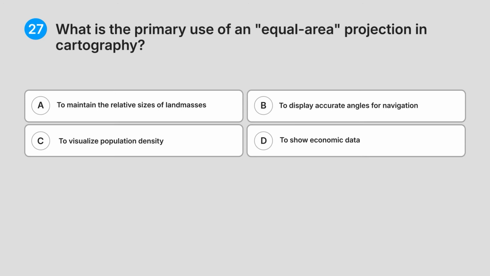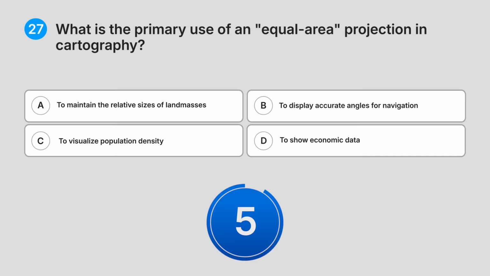A. To maintain the relative sizes of land masses. B. To display accurate angles for navigation. C. To visualize population density. D. To show economic data. Do you know the answer?